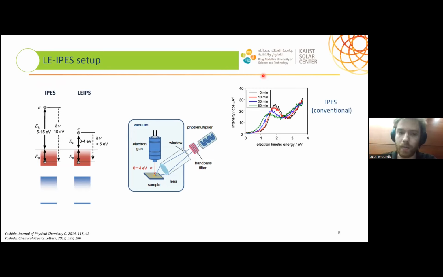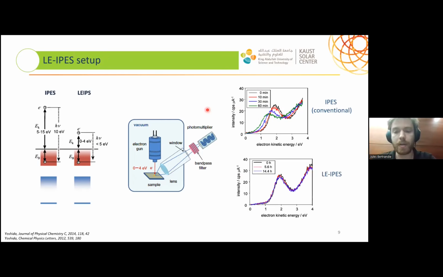we see that over time we have a change in the peak. After a few minutes, we see that actually we are destroying our material. So measuring directly the electron affinity of our organic material is not possible with the IPES. However, with the low energy IPES, you can see that even after hours, we see almost no change in the peak. So we have the chance to have the low energy IPES here. So we use this method in order to directly measure the electron affinity of our organic material.